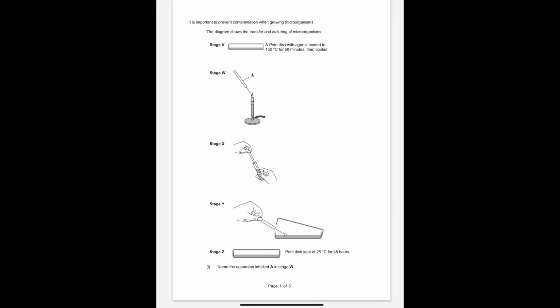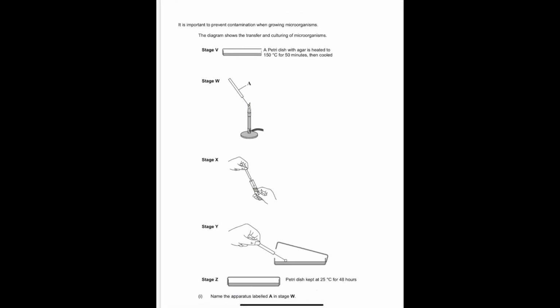It is important to prevent contamination when growing microorganisms. The diagram shows the transfer and culturing of microorganisms. Name the apparatus labeled A in stage W. So this is apparatus A over here, which I've just highlighted. That is going to be the inoculating loop. So you have to draw a ring around the correct answer.